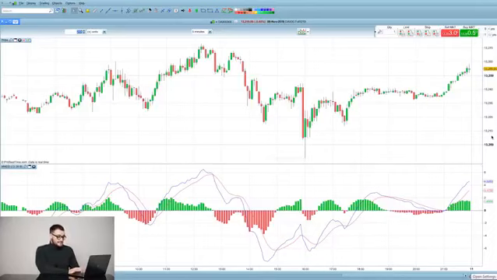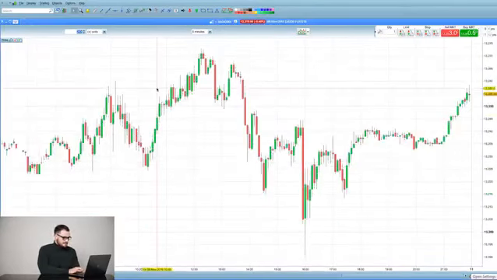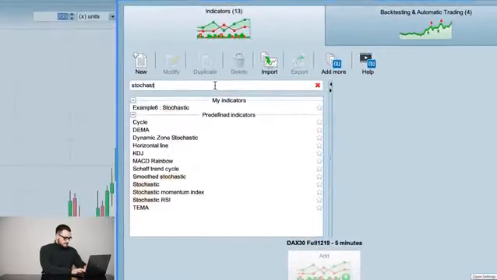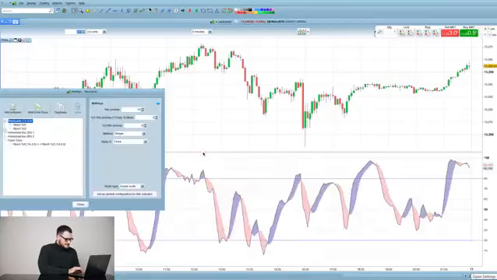Let's move to the second indicator that will be our helping hand in making money. And it is called a stochastic. Let's remove the MACD for the time being and add stochastic. Type in stochastic, and we need just stochastic.